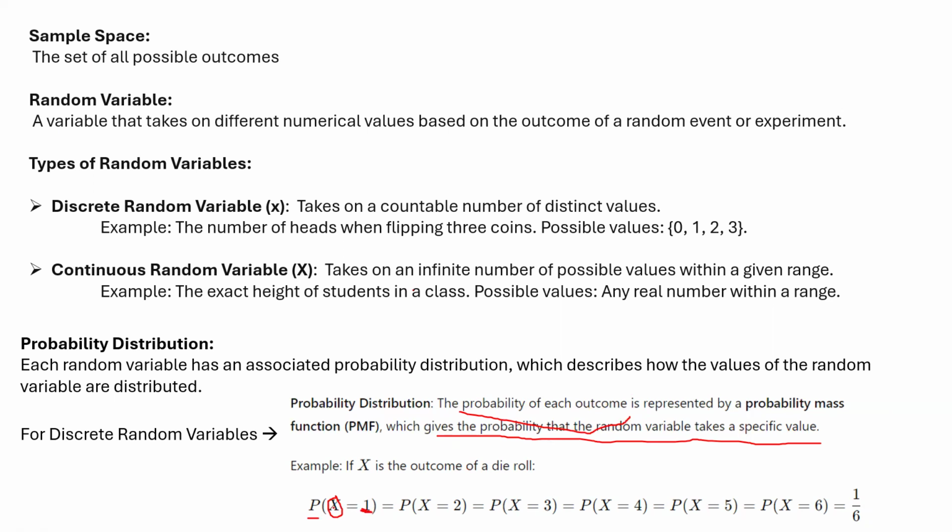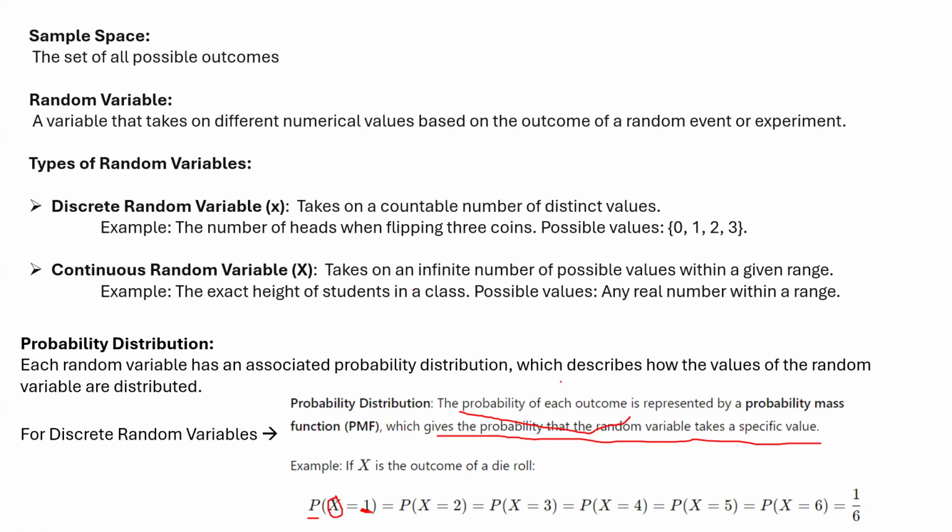So the random variable can take 1, 2, 3, 4, 5, and 6. Because we are rolling a dice, only these are the possible outcomes, and the random variable can take any of these values. What the probability distribution says is the probability of the random variable taking a specific outcome or specific value.